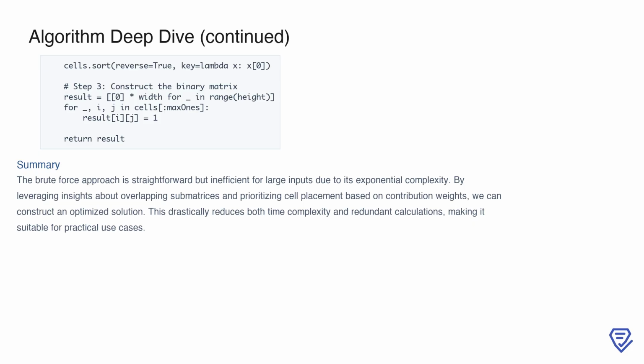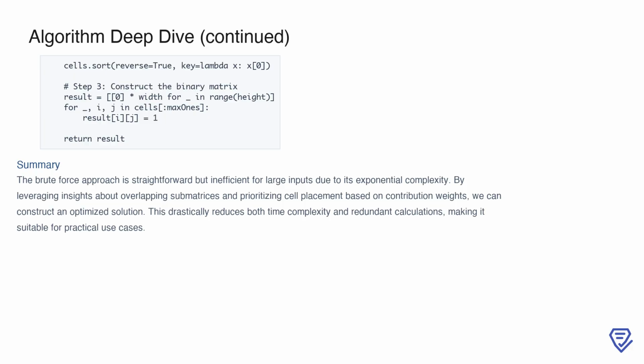The optimized approach can be implemented efficiently using a combination of weighted calculations and sorting. First, we calculate the weight of each cell, which represents the number of submatrices that include this cell. This is accomplished by iterating over the possible bounds of submatrices and incrementing weights for each overlapping region. Then, we sort the cells in descending order of their weights. After sorting, we construct the binary matrix by placing ones in the top maxOnes cells with the highest weights. The remaining cells are left as zeros.